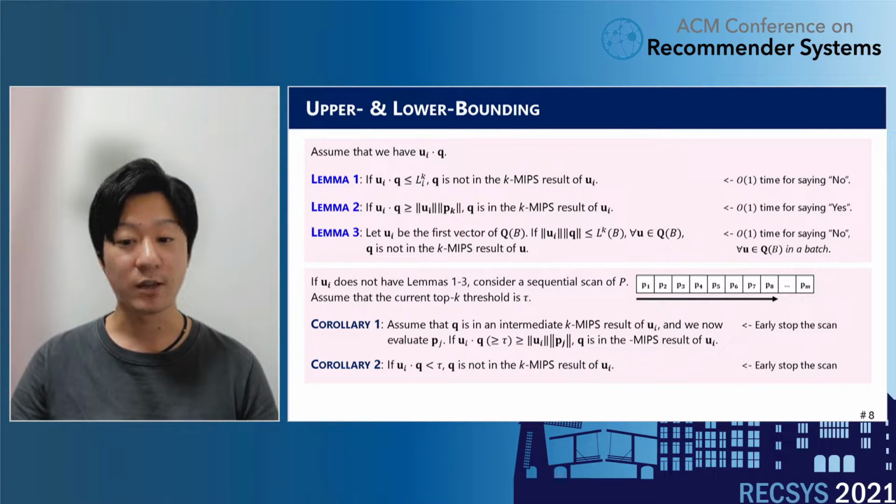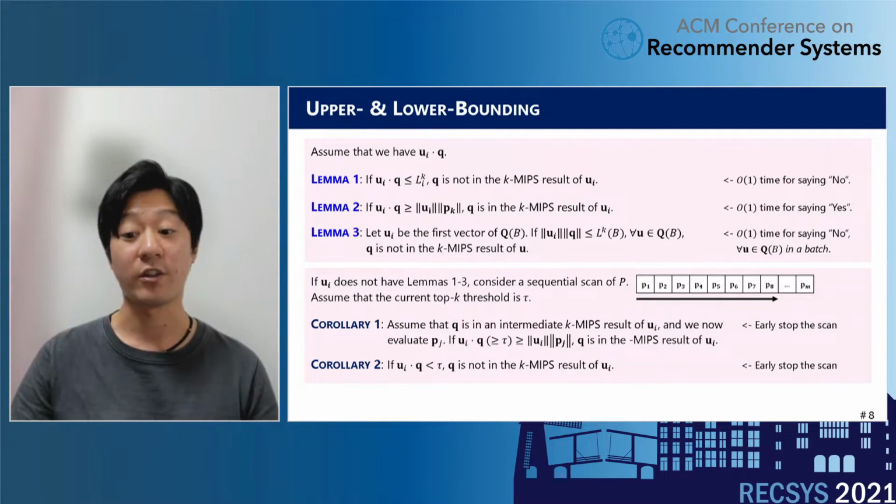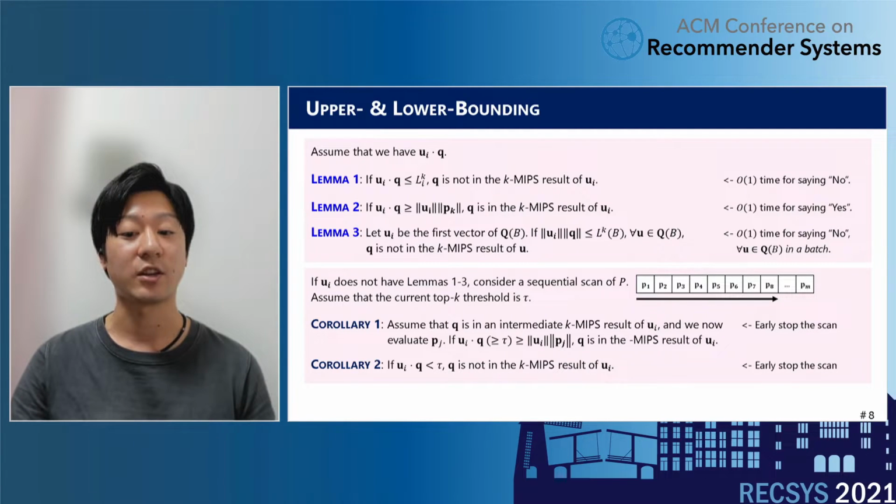If UI does not have these cases, we use a linear scan P to know that the query is in the answer, in the k-MIPS result of UI. However, we can still always stop the linear scan whenever we can guarantee that the query is in or not in the k-MIPS result of UI.